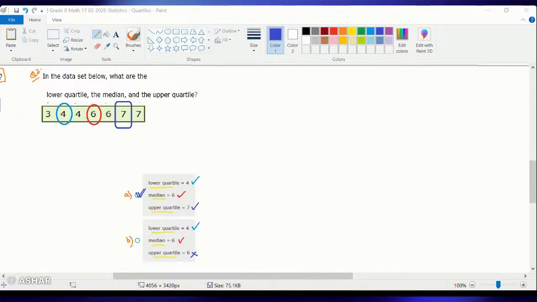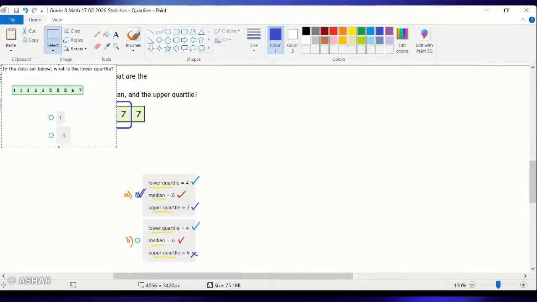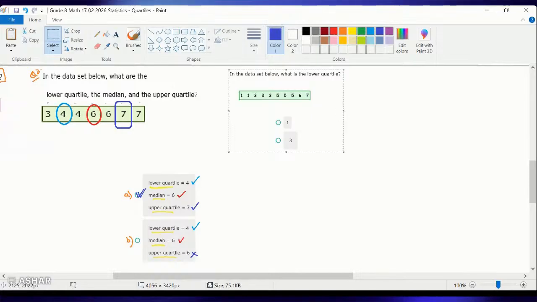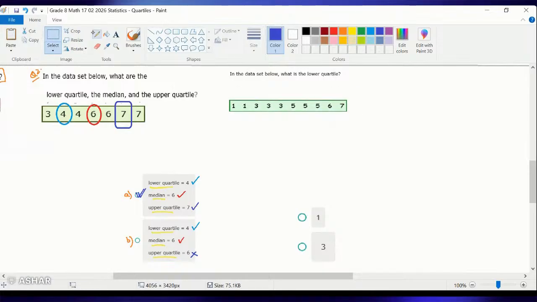Okay, for the given information, let's find the lower quartile. These are the two options that have been given to us, and this is the data that has been provided to us. Yusuf, what should be the answer for the lower quartile? Good job, Grace and HJ.